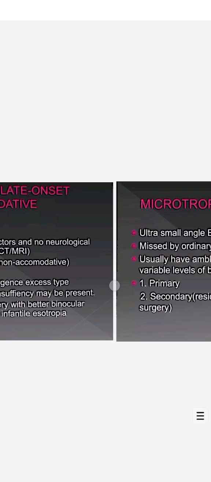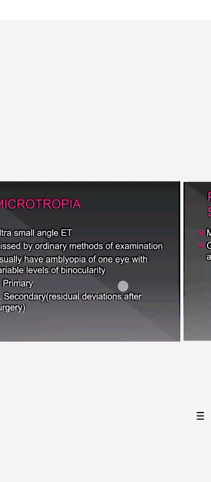Acquired or late onset non-accommodative esotropia has onset after infancy, with no accommodative factors and no neurological cause. Acquired essential non-accommodative esotropia may be basic type or convergence excess type. Rarely, divergence insufficiency may be present. Management is surgery, with better binocular vision potential than infantile esotropia. Microtropia and ultra small angle ET are missed by ordinary methods of examination; they usually have amblyopia in one eye with a variable level of binocularity, primary and secondary.